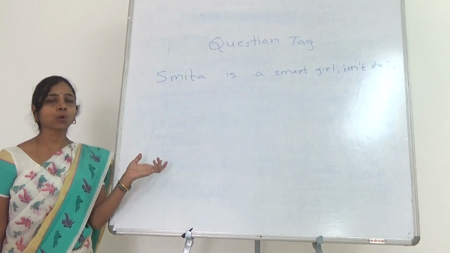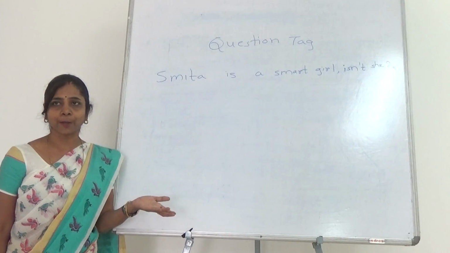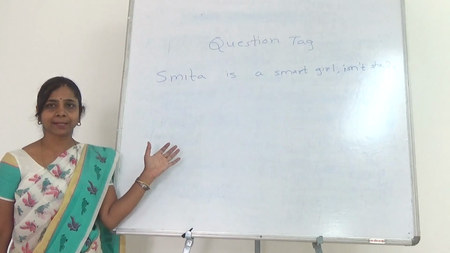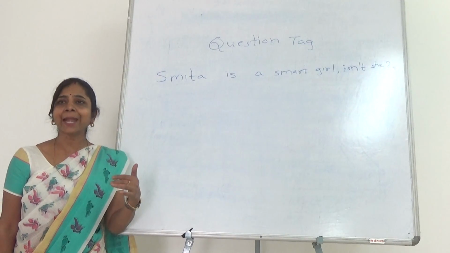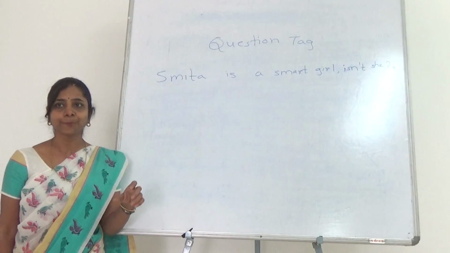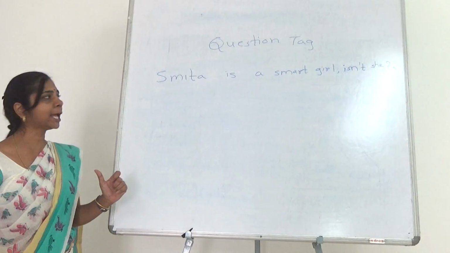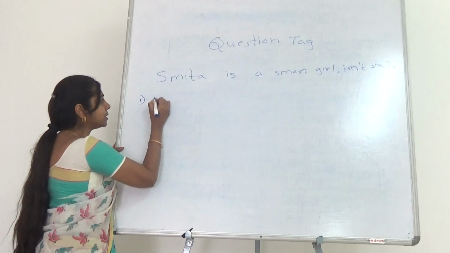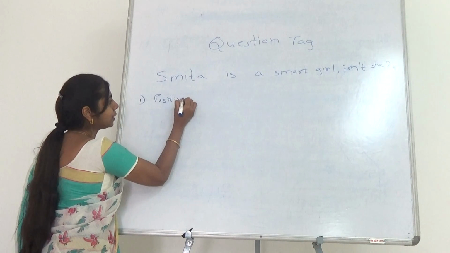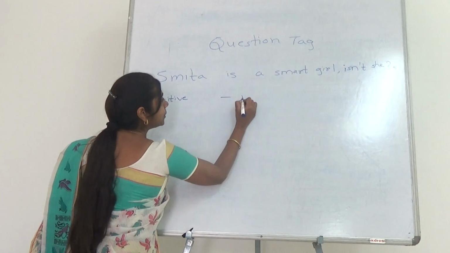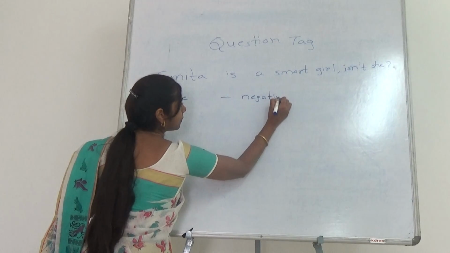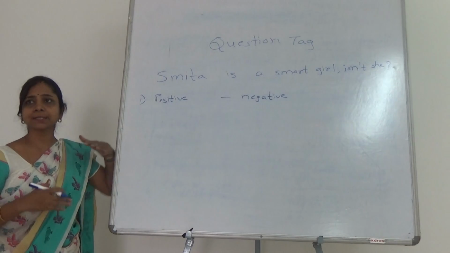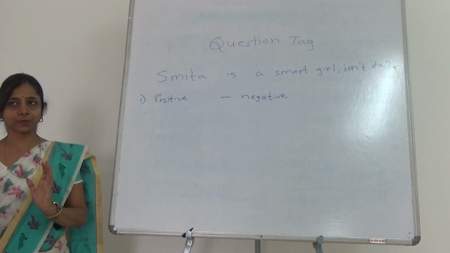Now, how to form question tag when a sentence is given? Generally in the examination you are asked this question like this. You are given a sentence and then you are asked to add question tag of that sentence. So what is the rule of adding question tag? First rule is, if the sentence is positive, that is affirmative sentence, tag will be negative, and vice versa. Means if the sentence itself is a negative sentence, then question tag will be positive.